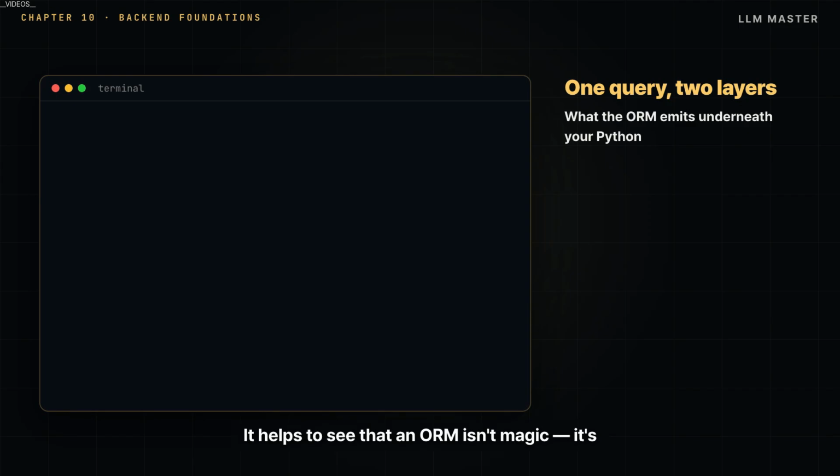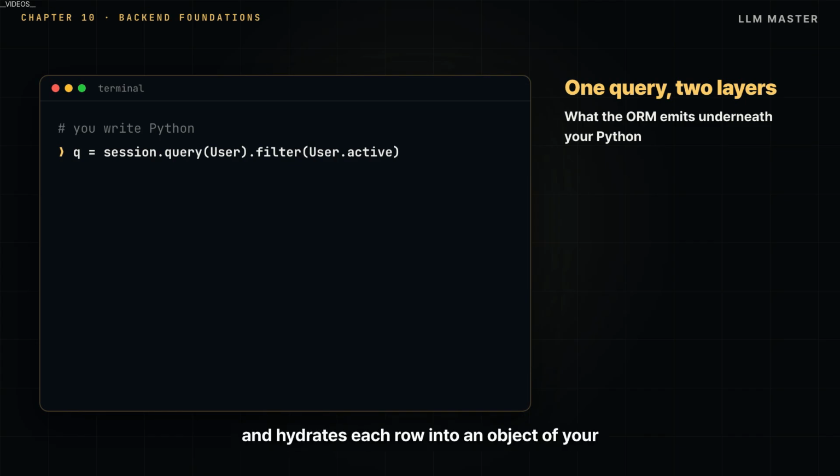It helps to see that an ORM isn't magic. It's a translator. You write a Python query expression. SQLAlchemy compiles it into a SQL string, sends that to the database, gets rows back, and hydrates each row into an object of your class. Nothing more mysterious than that.